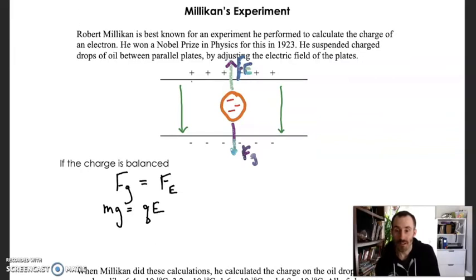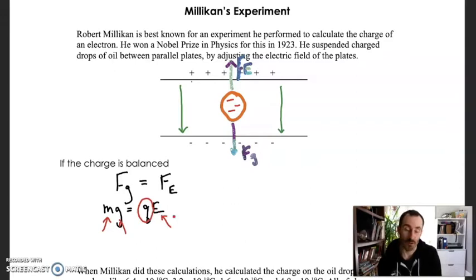All of these things except for the charge were known, or they could calculate them at least. So the mass on this drop, they could figure it out because they could measure the size and they knew its density. g is 9.8 meters per second squared. The electric field strength, they were controlling that using their voltage source. So all they had to do was solve for Q.